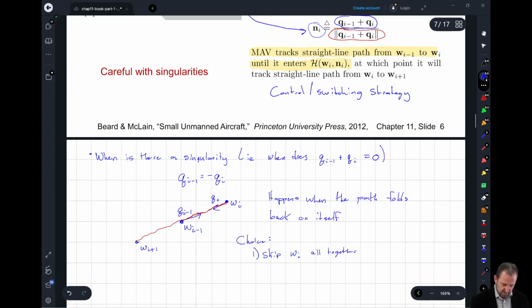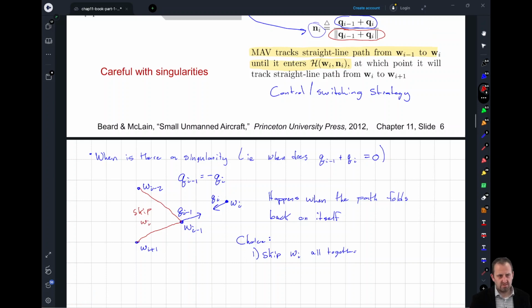So if we had, for example, a wi minus 2, since let me erase that red line, we could instead just go to wi minus 1 and then to wi plus 1. So we skip wi. Because we're just saying, hey, we're going to be coming straight back, so there's no reason to do it. Okay, so that's our first choice.